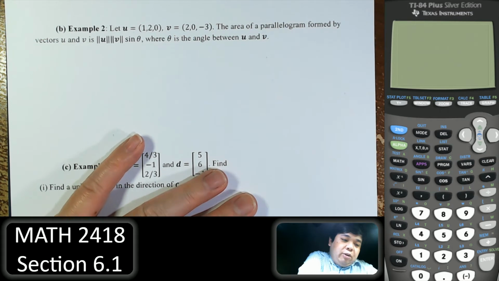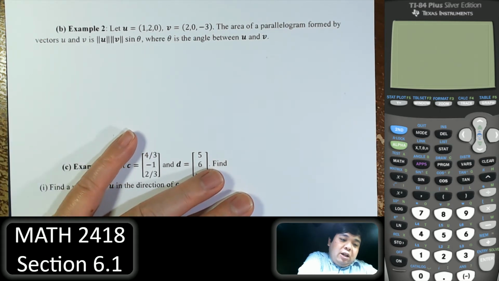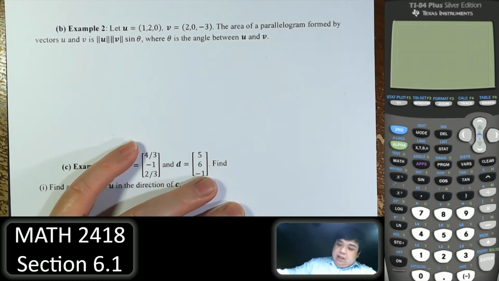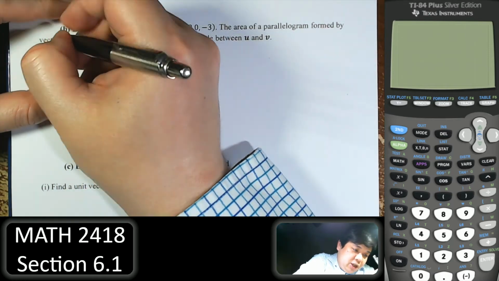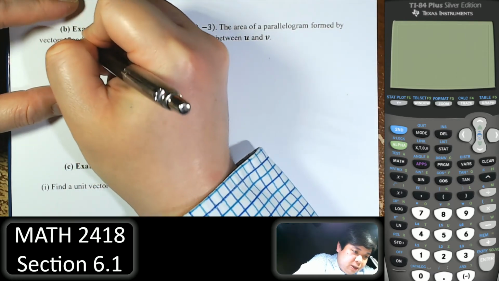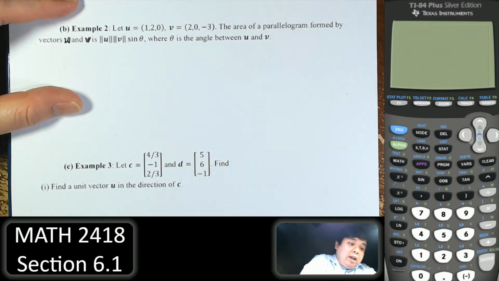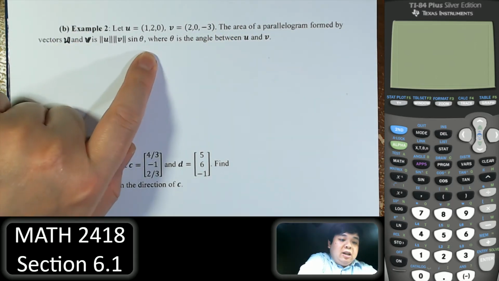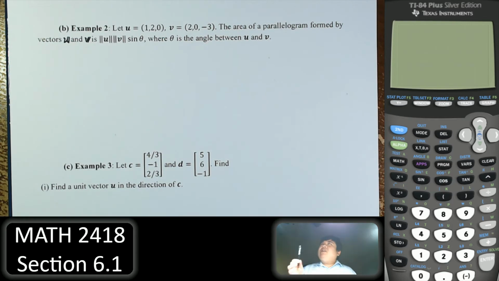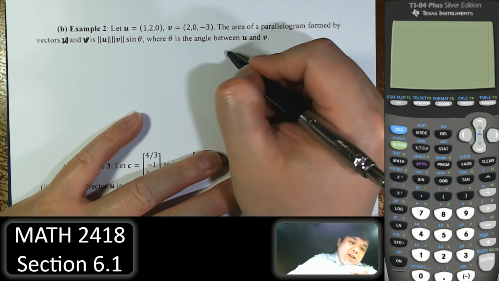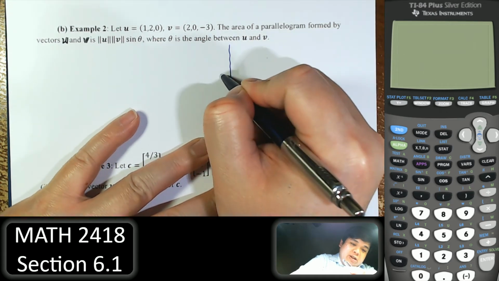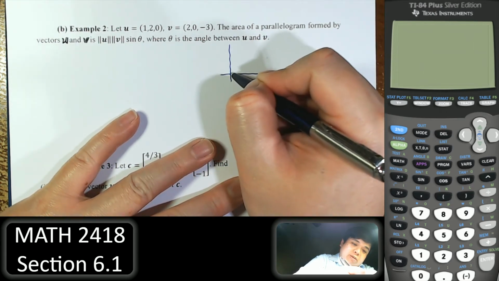Let u and v be those two vectors. The area of the parallelogram is formed by vector u and vector v. Of course, we talked about this back in chapter 1, I think. So we talk about the area of a parallelogram.